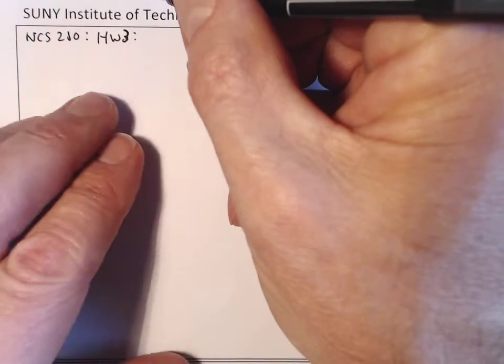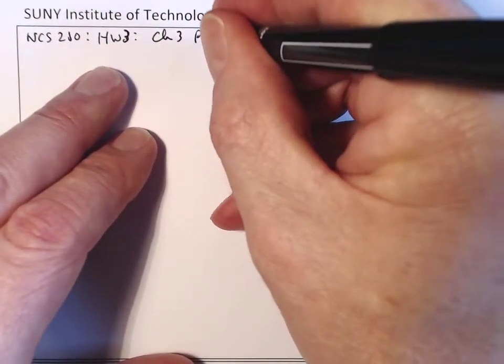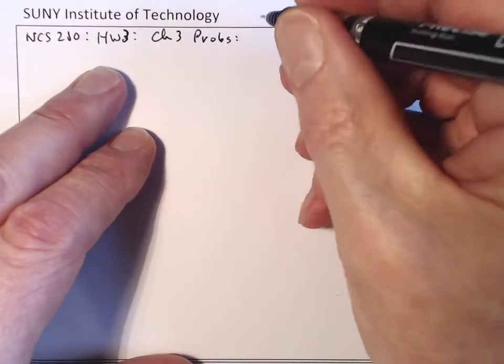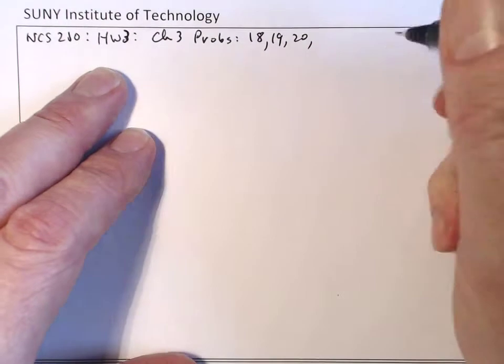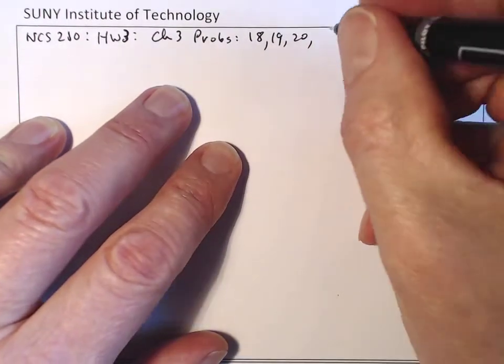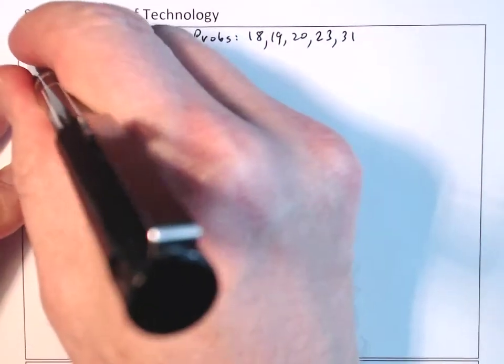This is homework 3, which was chapter 3 of Forouzan, problems 18, 19, 20, 23, and 31. Okay, I'll start with number 18.